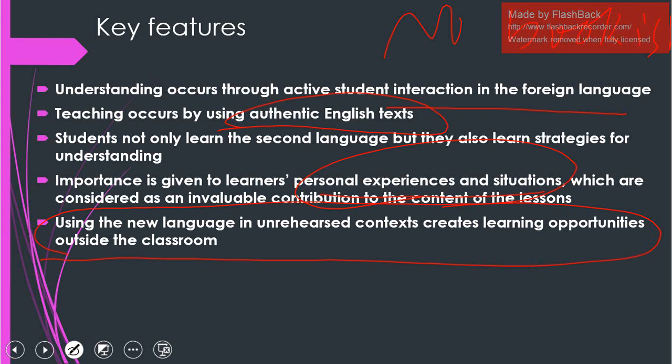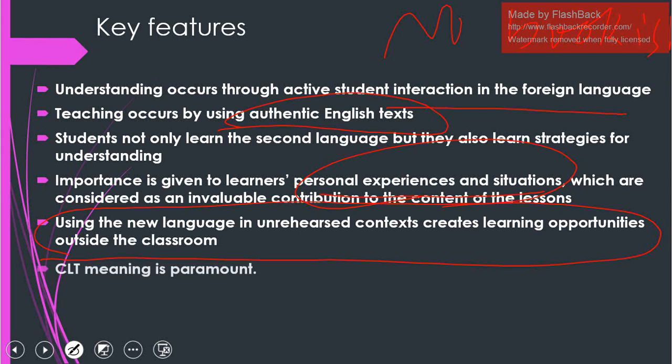It would be unrehearsed and totally natural, and students would make mistakes and errors, and they will learn from these errors. An inductive method of learning grammar would be there, so they are going to learn a bit about grammar through this, because grammar is not given weightage or priority in learning in communicative language teaching.